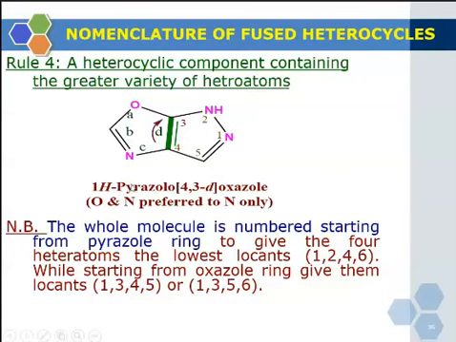In addition, this entire fused ring, when it is numbered, should be numbered in such a way that all the heteroatoms get minimum possible position numbers. Here, the numbering will start from this right hand top corner, and this nitrogen is saturated, hence the name 1H-pyrazole 4,3-D oxazole.